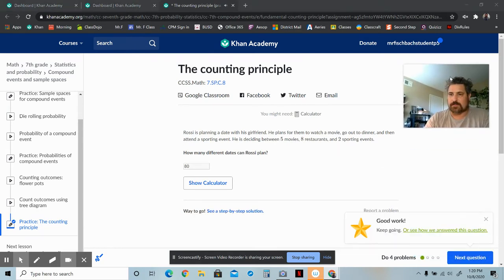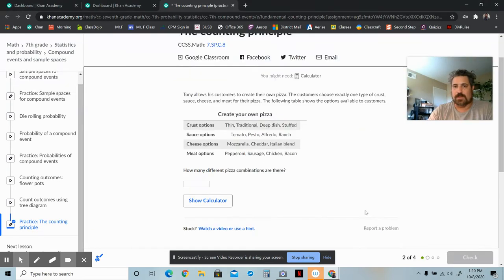So the next one, let's move this up here. So this one says Tony allows his customers to create their own pizza. The customers choose exactly one type of crust, sauce, cheese, and meat for their pizza. The following table shows the options available to customers. So they only can choose one crust, one sauce, one cheese, and one meat topping. So you just have to ask yourself, well, how many of each of these things are there, right?